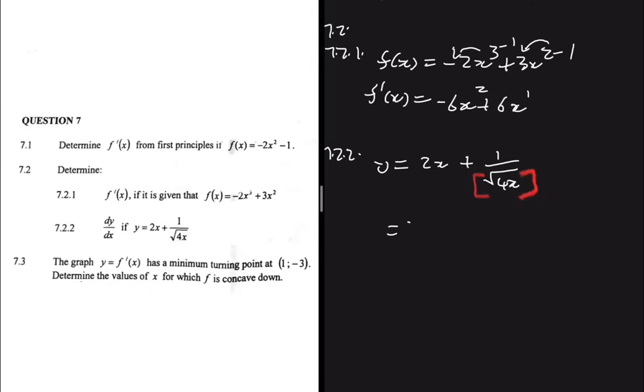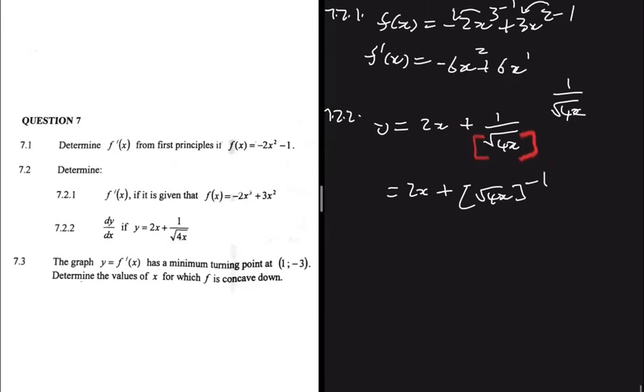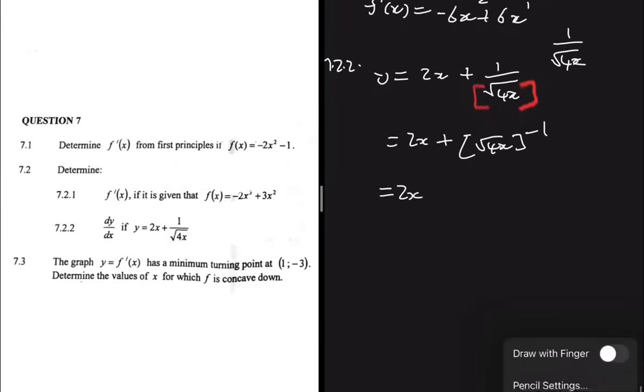So if we do that, we're gonna get 2x plus, and then instead of writing it as 1 divided by square root of 4x, I'm gonna write it as square root of 4x everything to the power minus 1. It is the same thing, right? And then we're gonna have 2x plus. So instead of writing square root of 4x, I'm gonna write 4x to the power half. That's the same thing as having the square root, right? And then this is all to the power minus 1.